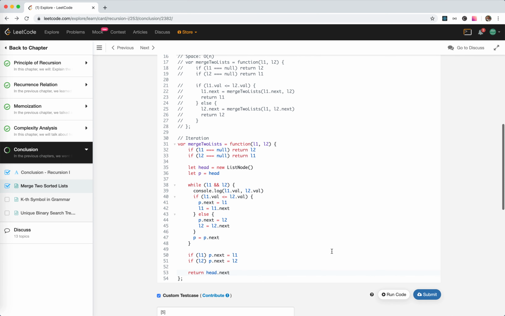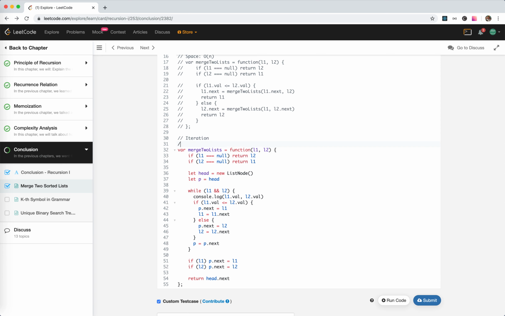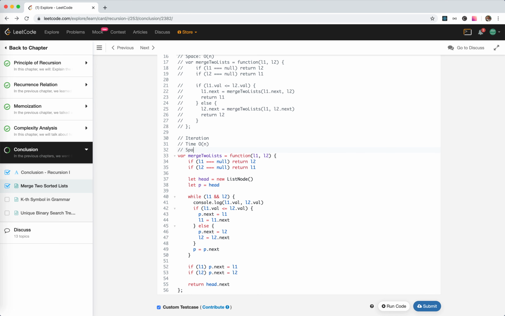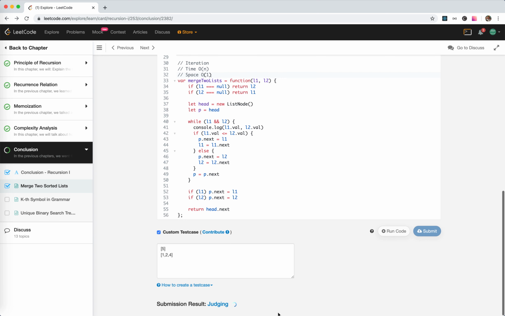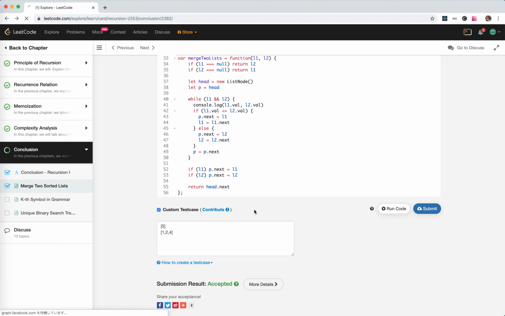So, okay, let's calculate the complexity. Time: every node is traversed once, so it's obviously O(n). Space: we actually use one extra node and one pointer, so it's O(1), a constant. Submit it. Accepted.